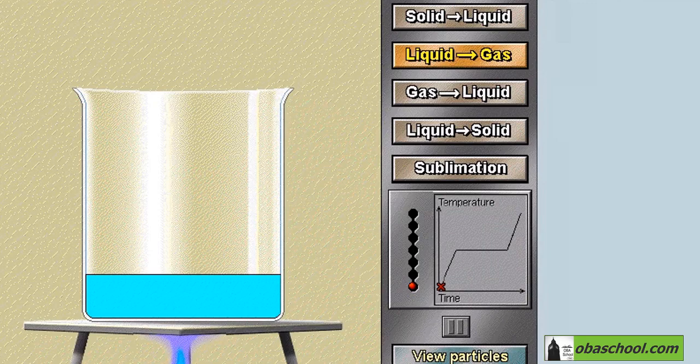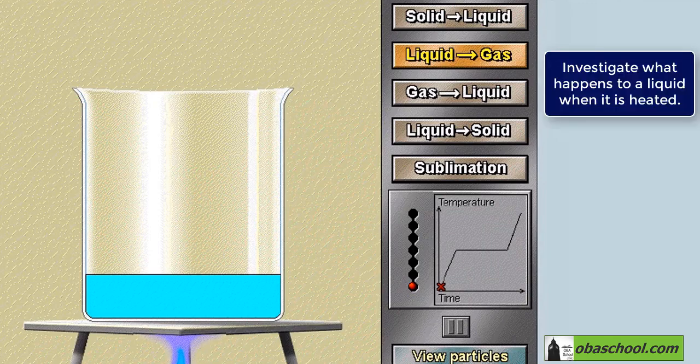So the solid melted and it turned into liquid. And now we are going to investigate what happens to these particles when the temperature is increased. We will explore how the particle movement changes throughout the process.